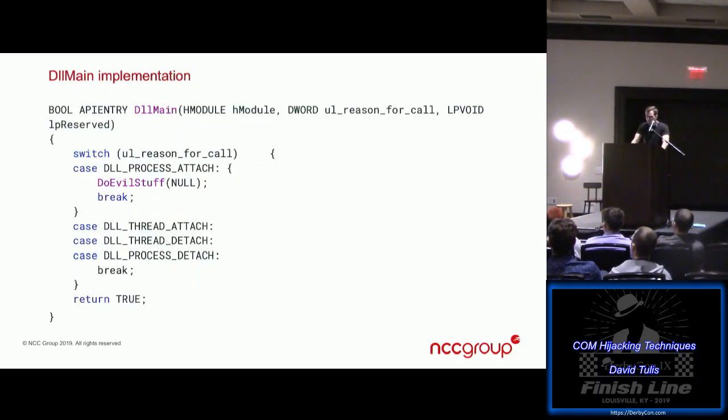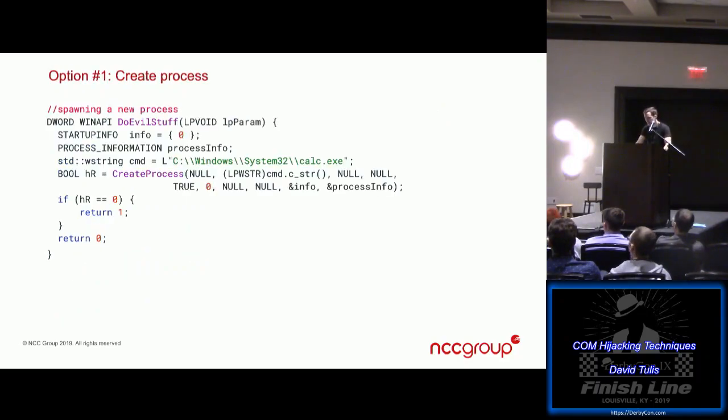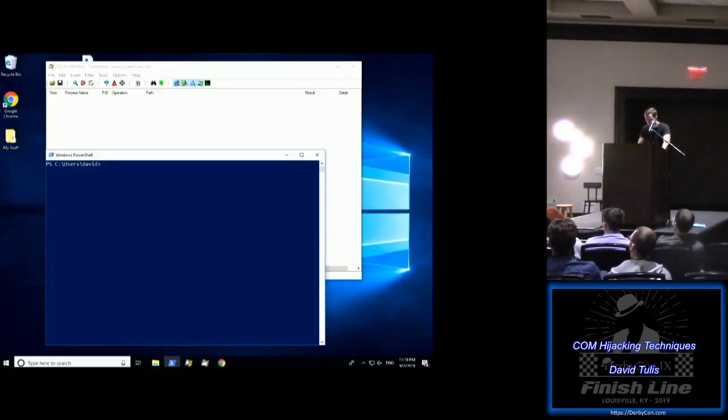Here's an implementation of DLL main. It's nothing special. This is actually just generated by Visual Studio whenever you create a library project. But what this reads is that if the DLL is being loaded into another process, signified by the DLL process attach event, let's do evil stuff. What evil stuff? Here's a basic and naive approach. Let's just spawn a new process.